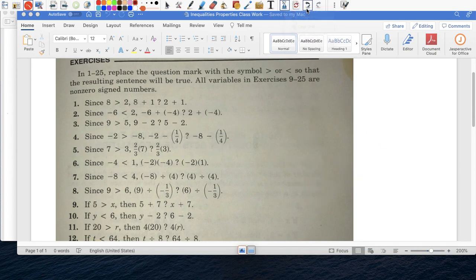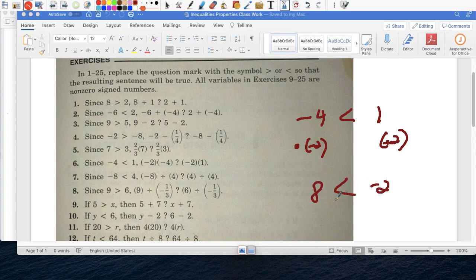All you have to pay attention to is: are we adding, subtracting, multiplying, or dividing? In number 6, the original inequality is negative 4 is less than 1, which is true. Here he's multiplying both sides by negative 2. Let's actually do it: negative 4 times negative 2 is 8, and 1 times negative 2 is negative 2.